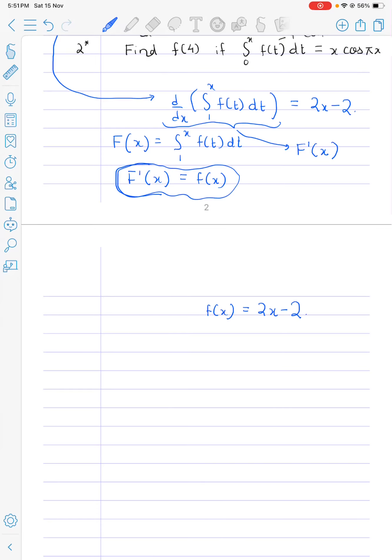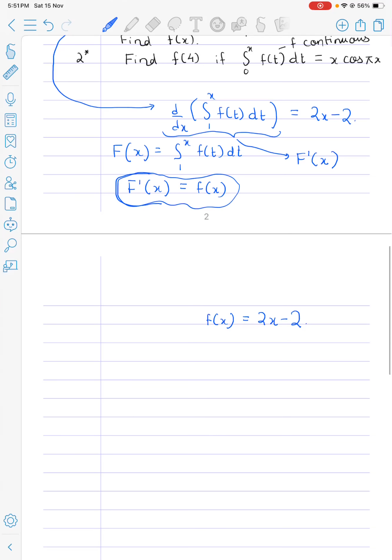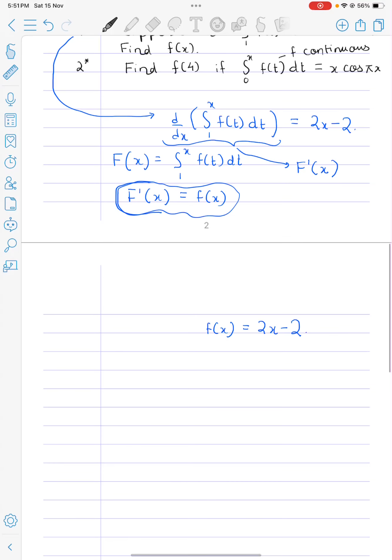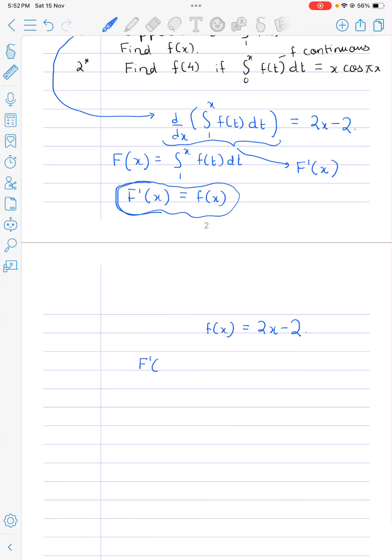Okay, now let's move to 2 star. So in 2 star we have to find f(4). Again f is continuous, and we are given this thing. Again I will use the fundamental theorem of calculus. So what will be capital F dash of x?